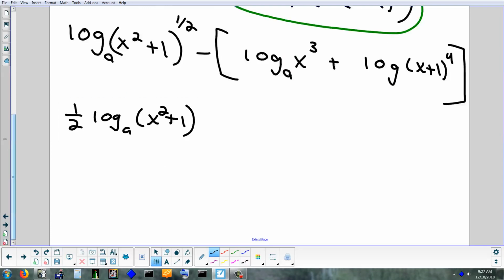We have a rule when you multiply two things together. We have a rule when you're dividing two things. Not when you're adding. Okay, there's no rule for that. So that just stays the same. And then the 3 goes in front. Plus, and then the 4 goes in front. Fix that. 4 log x plus 1.